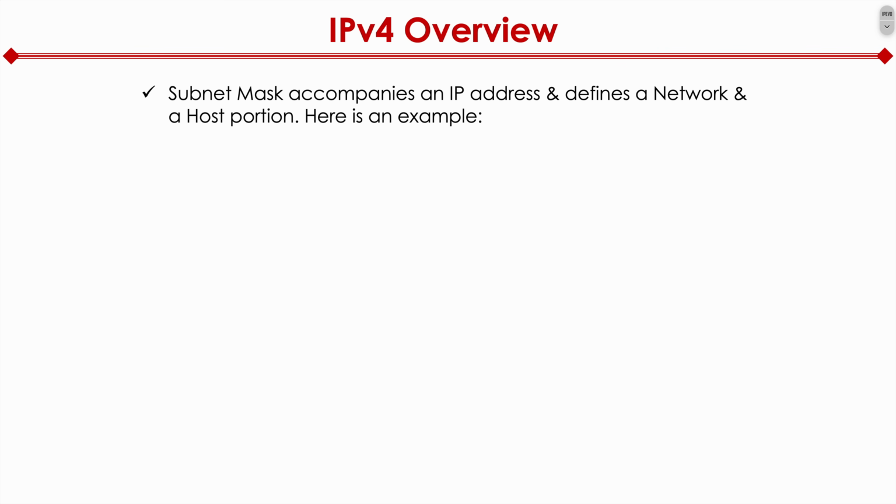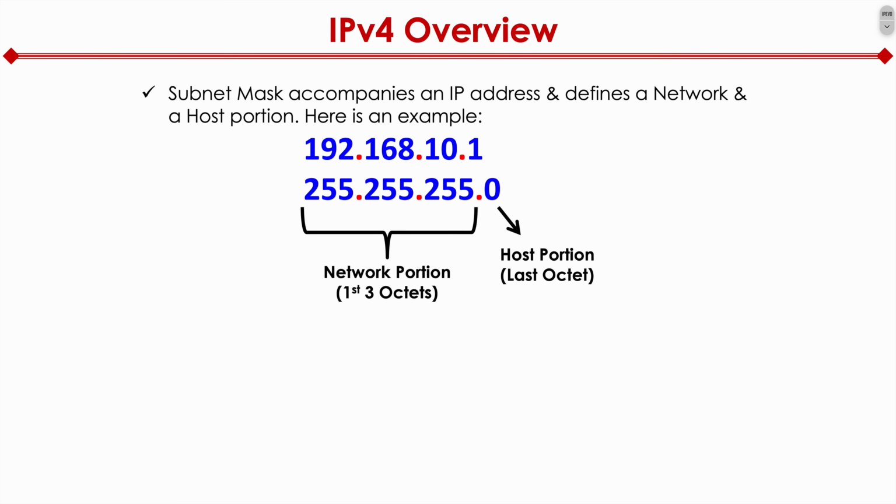Now each IP address is accompanied by a subnet mask. And without a subnet mask, IP really doesn't give you any information. So it's almost a requirement that you understand the subnet mask when you're looking at an IP. So here's an example. You got 192.168.10.1, and the subnet mask is right below it, which is 255.255.255.0. And what this does for us when we have a subnet mask, it helps us differentiate and delineate between the network portion of the IP and the host portion of the IP.